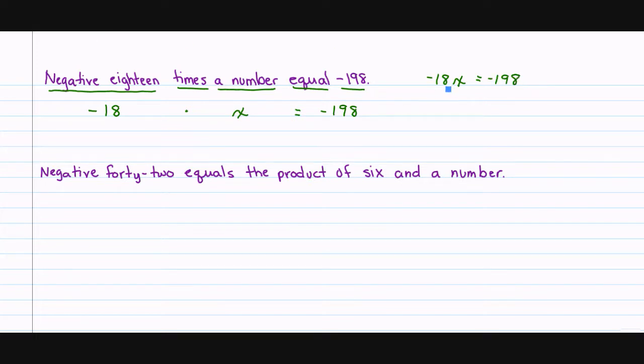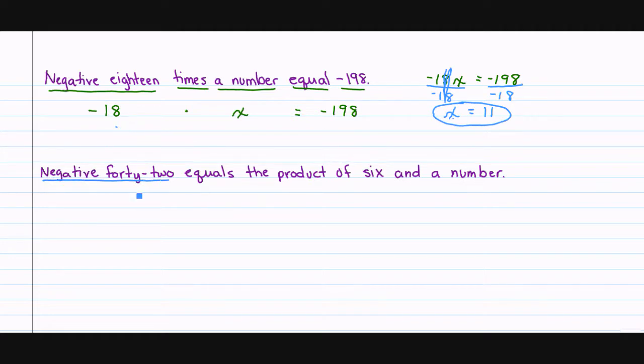The negative 18 is connected to the x through multiplication. The opposite of multiplication is division. And what I do to one side, I do to the other side, making this a 1. Negative 18 over negative 18 is 1, leaving me with 1x. And negative 198 divided by negative 18 is 11. Next one.